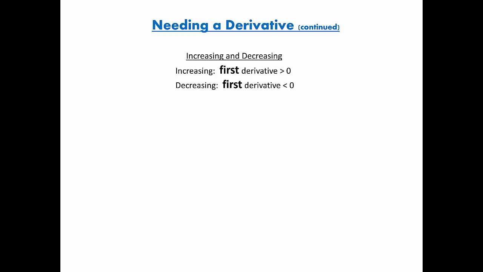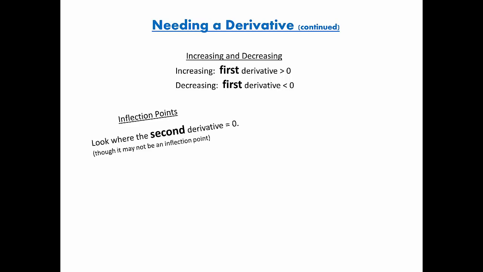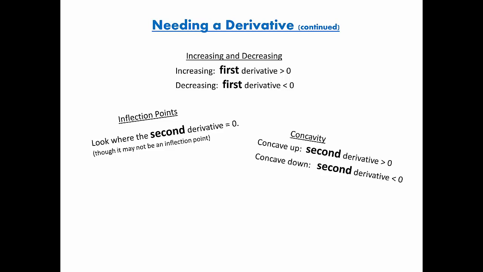Increasing and decreasing. So when is a function increasing and decreasing? Derivative is positive, increasing; derivative is negative, decreasing. Inflection points, you want to know where the second derivative, not the first derivative, the second derivative is 0. And just be careful, just because the second derivative is 0 does not mean it's an inflection point. Concavity, concave up means the second derivative is positive, concave down means it's negative.